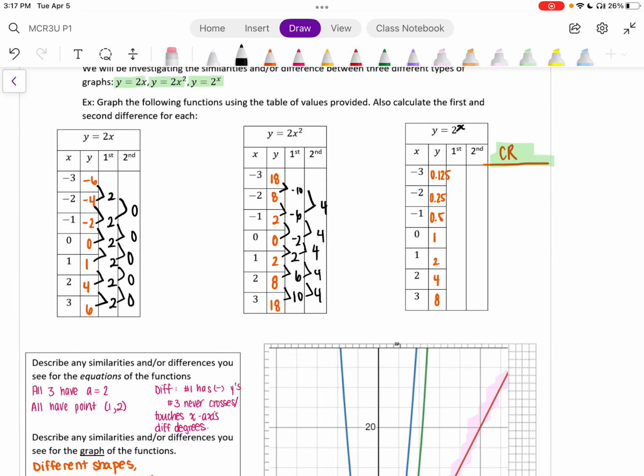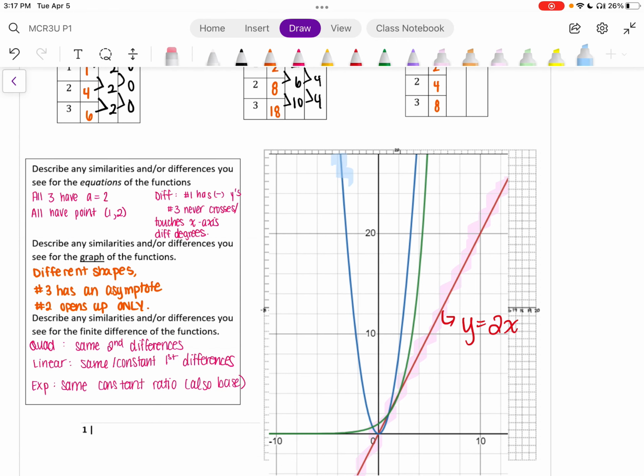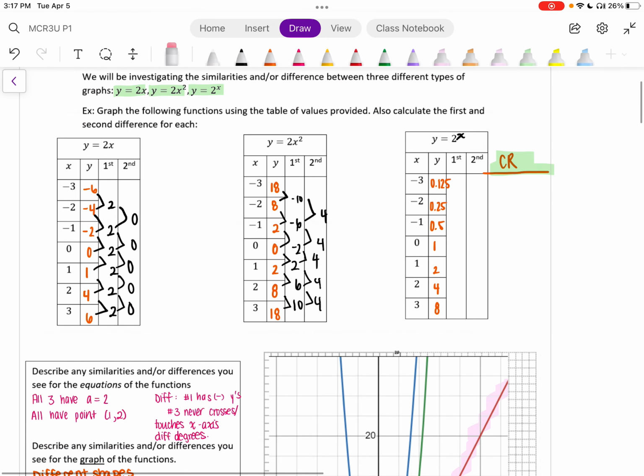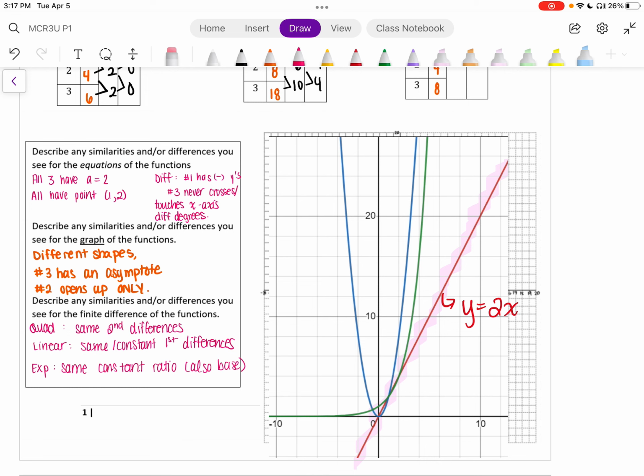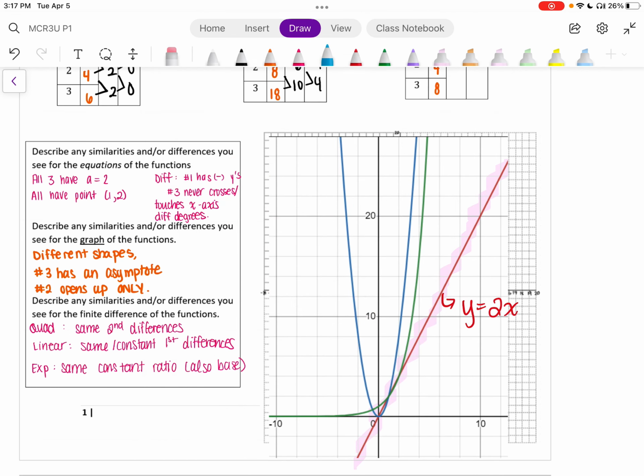So you know that for a quadratic function, the second differences are consistent. They're all the same. Notice how they're all 4 here. That makes sense because our quadratic function is this blue function right here. I'm just going to highlight this in blue, and write over here that this is y equals 2x squared.